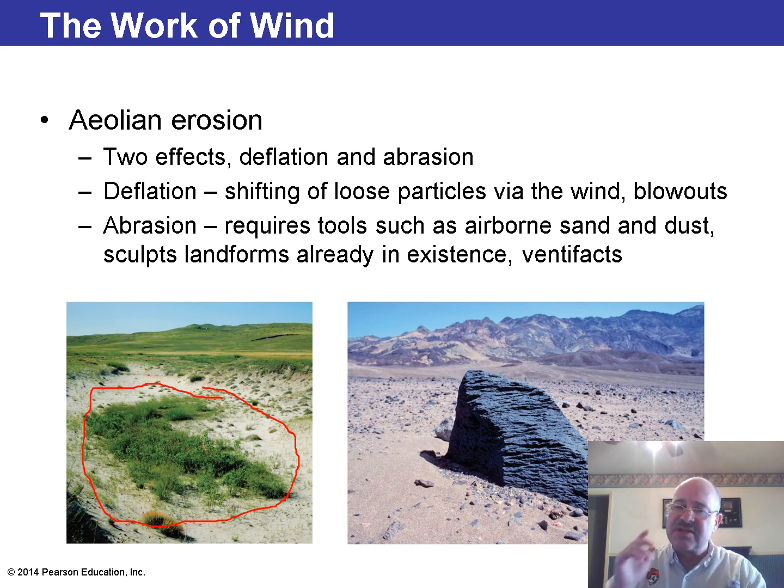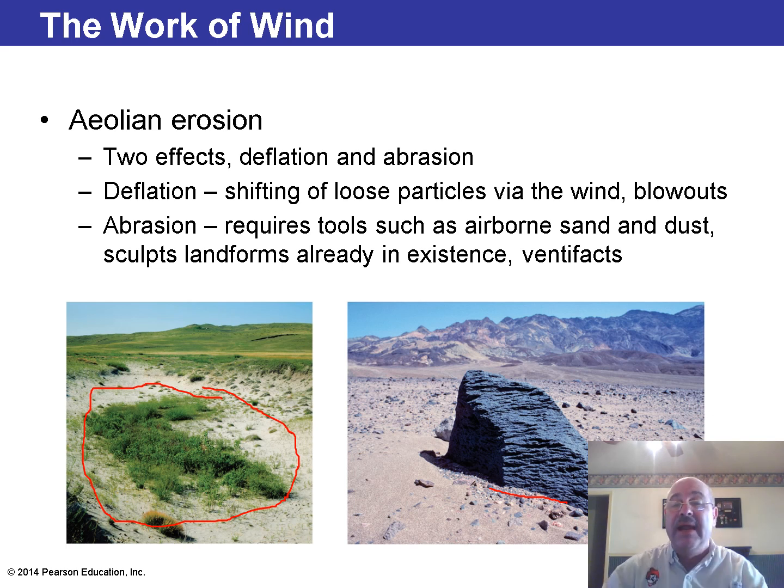Abrasion, that's where something keeps grinding and grinding and grinding against that rock, right? You've got enough sand and dirt going around. So abrasion requires tools such as airborne sand and dust, and sculpts the landforms already in existence. And here is our beautiful rock. It's been sitting there for who knows how many thousands of years, right? But you can see how scored it is. And these are known as ventifacts, okay?